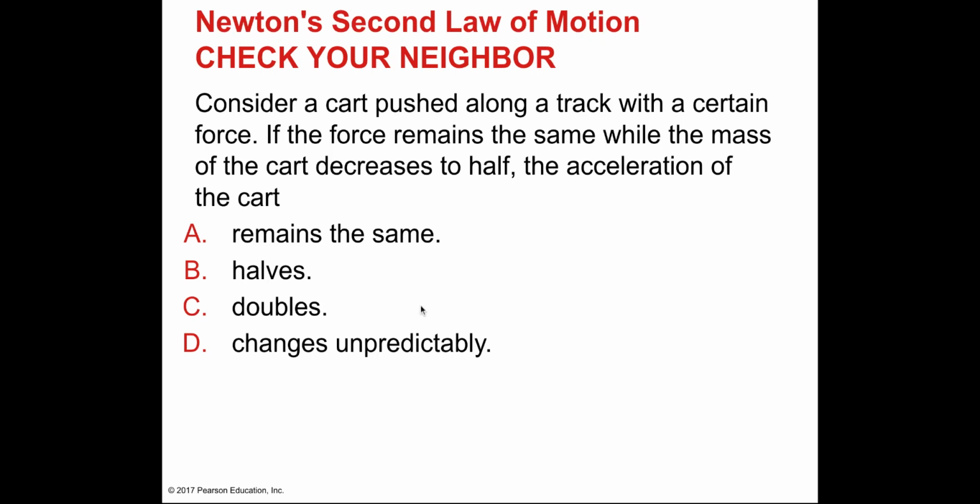So let's check this. Consider a cart pushed along a track with a certain force. If the force remains the same while the mass of the cart decreases to half, what happens to the acceleration of the cart? Remember, mass and acceleration go in opposite directions. So if you halve the mass, obviously the acceleration is going to double, because they go in different directions. They're opposite.